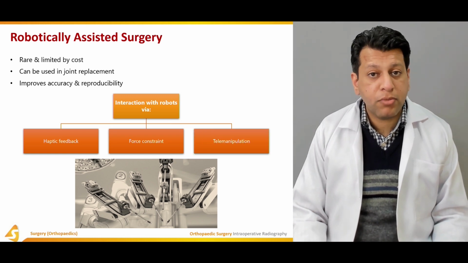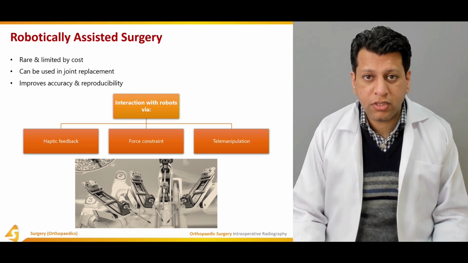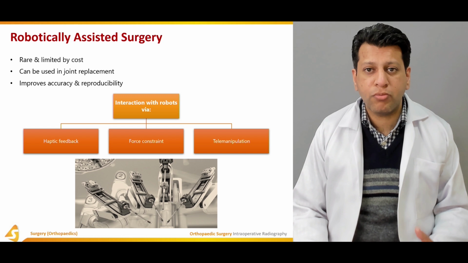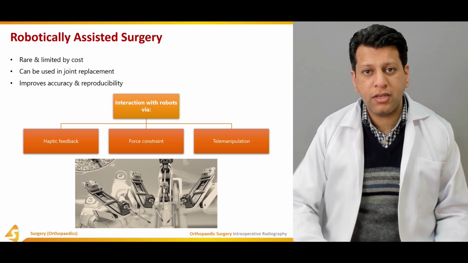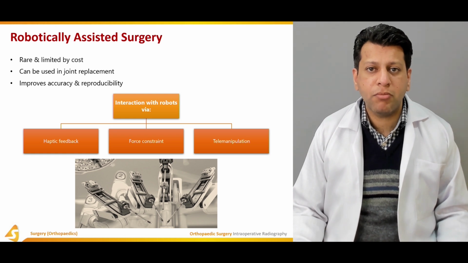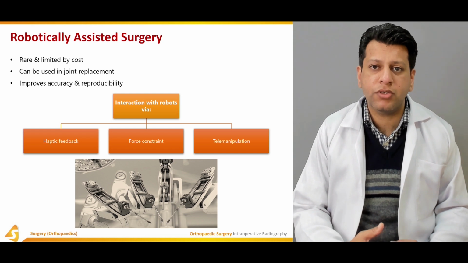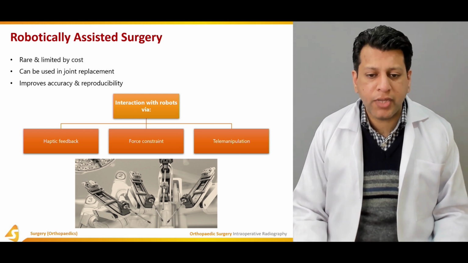The next is telemanipulation. That is where the surgeon is not even in touch with the robot, but is controlling the robot while sitting at a different level or away from the robot. So in telemanipulation the robot is performing surgery, but instructions are passed from the surgeon for the robot to perform that kind of surgery.